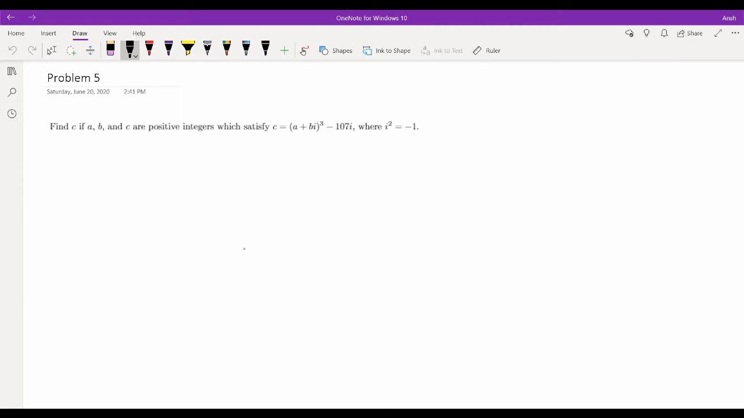So, if we expand this out, we get that c plus 107i, if we move the 107i to the other side, is equal to (a plus bi) cubed, which becomes a cubed plus 3a squared bi minus 3ab squared minus b cubed i. If we group together the real and the imaginary terms, this becomes a cubed minus 3ab squared plus (3a squared b minus b cubed) times i.